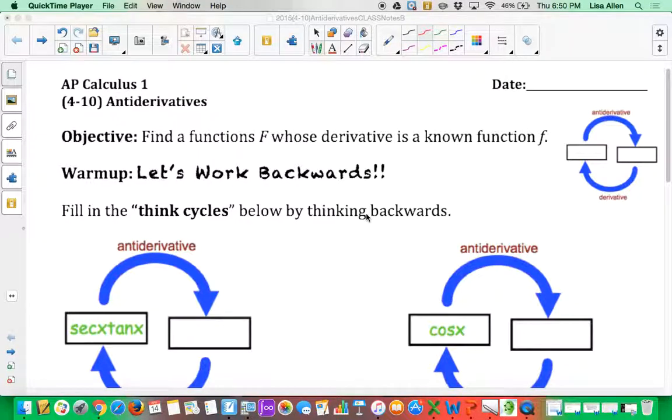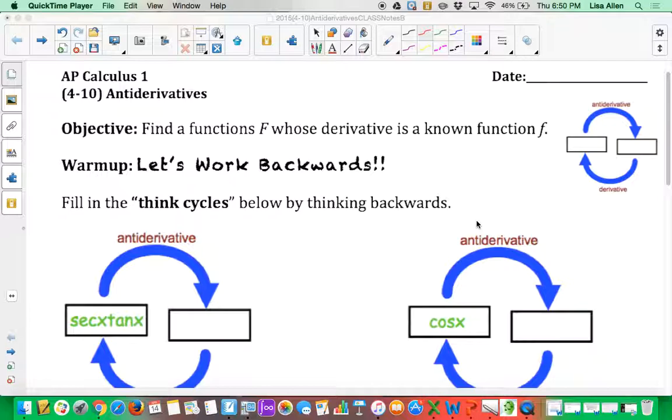We're going to be talking about antiderivatives. This is the end of chapter 4 before we get into chapter 5. So I kind of lump it together with the chapter 5 material on integration, and you'll see why I'm going to make that leap. First of all, we want to find functions.